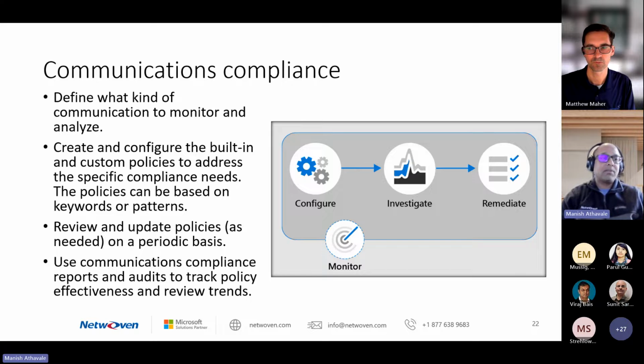So it starts with configuring. So ensure that you know what all to track. Then you can investigate those through reporting, and then you will remediate those and close it out. Okay? And then continuously monitor communications compliance to ensure that your organization has essentially safety built in to the communications.